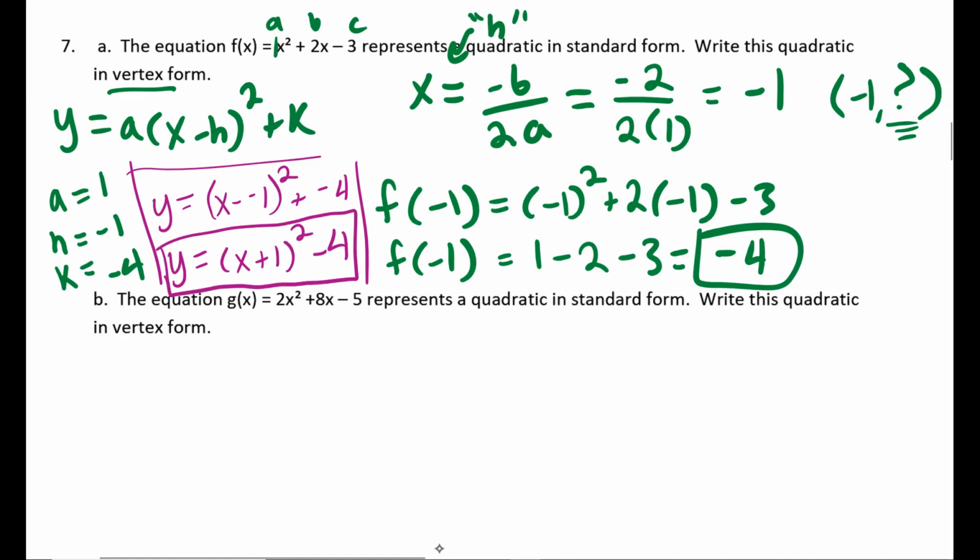So for something like part B, where it asks us to do the same thing, you would follow the same exact process, where you find the axis of symmetry, and then use that to substitute in to find the y value of your vertex, or that k that you're looking for in the formula.